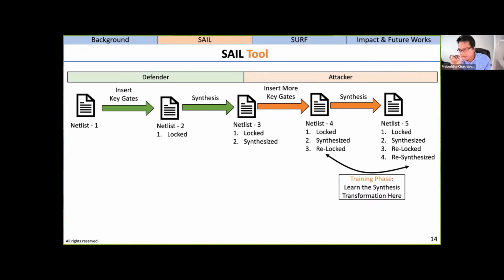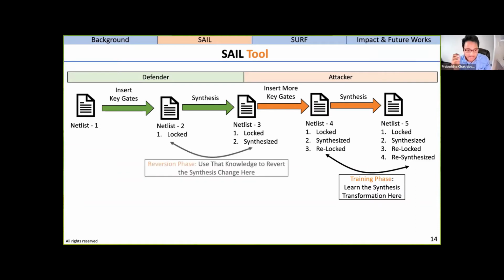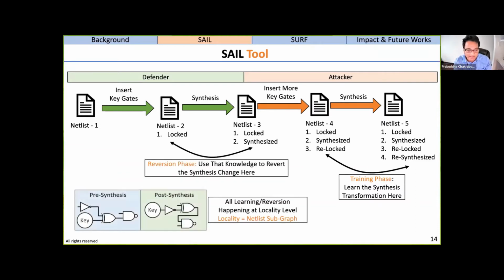Now, the attacker looks at netlist 5 and netlist 4 and extracts those localities, pairs, before and after synthesis. Because the attacker has done the locking themselves, and the attacker has also synthesized the design, the attacker knows exactly which locality changed into what locality after the synthesis. So that way, the attacker forms these pre and post synthesis pairs, as you can see on the left-hand side below, and trains the model.